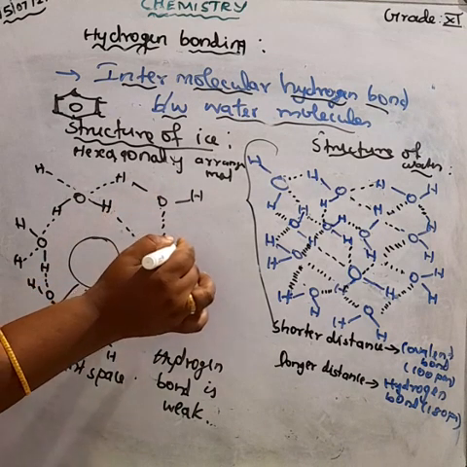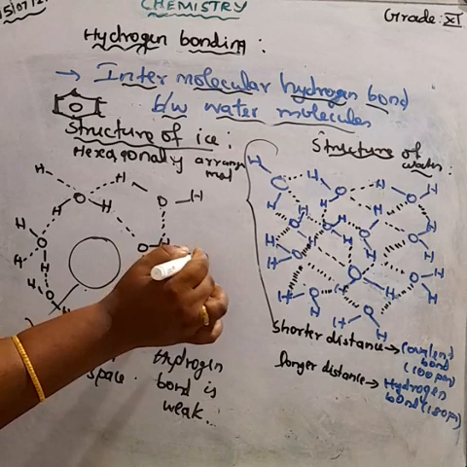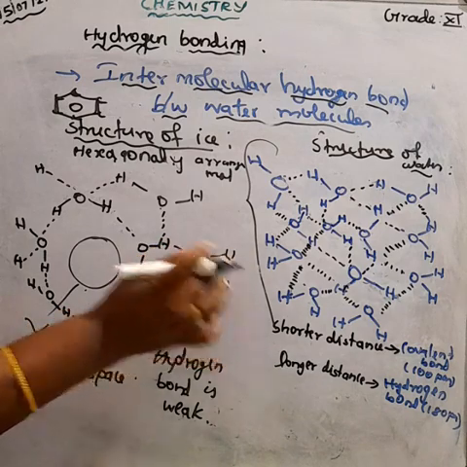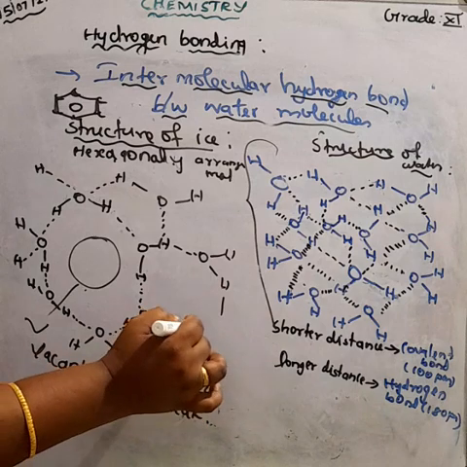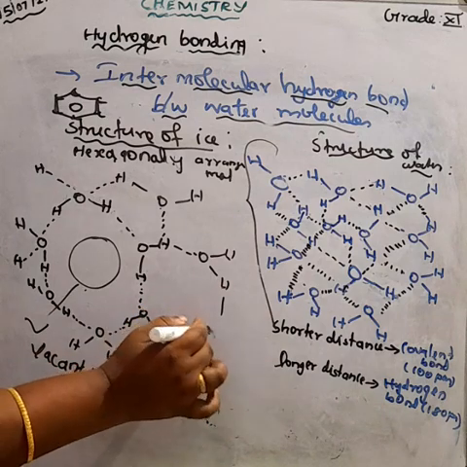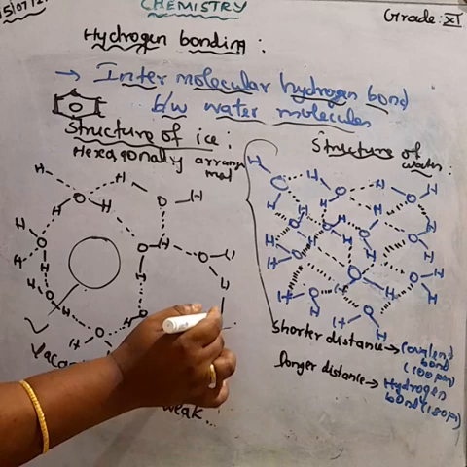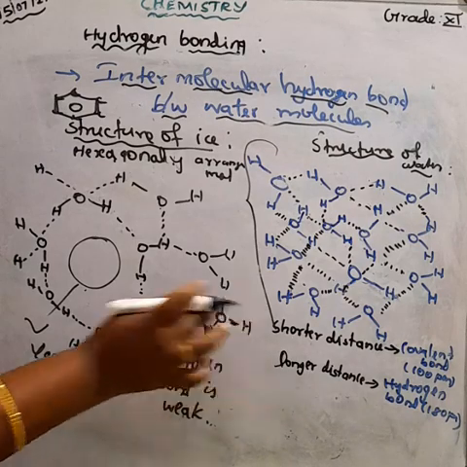Understood? So these are about hydrogen bonding. Very important. Intramolecular hydrogen bonding means the hydrogen bond can occur within a molecule. Intermolecular hydrogen bonding means the hydrogen bond occurs between two molecules. Okay, understood?